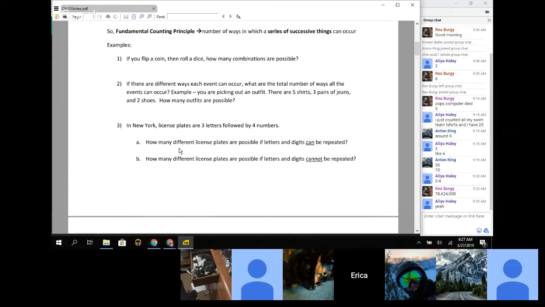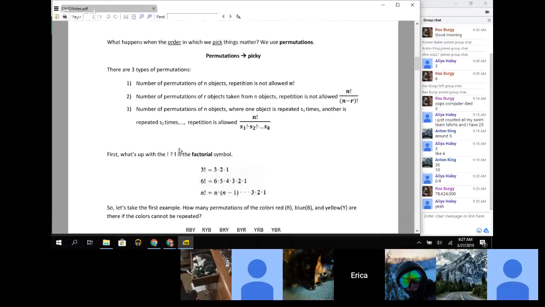So there's actually more in 10.1. 10.1 is kind of packed in there. And so that's your next page in your notes. And it is what happens when the order in which we pick things matters. Okay. So when the order matters of how we pick things, then we use something called a permutation. I try to remember the word permutation by permutation picky. Get that P. Permutations when we're picky.